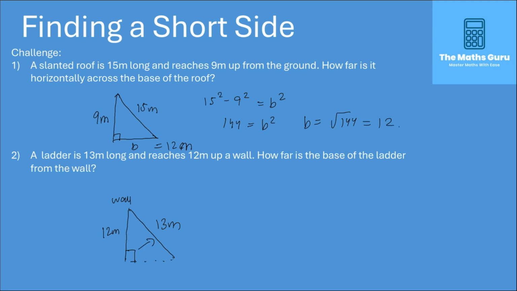So we say this is our c. We'll call this side a, and we'll do 13 squared minus 12 squared is equal to our b squared. So 13 squared minus 12 squared is equal to 25, which makes b equal to the square root of 25, which is equal to 5. So the base of the ladder is 5 meters away from the wall.